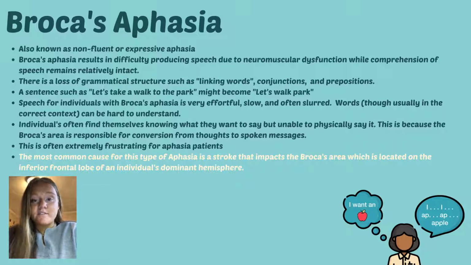The second type of aphasia is Broca's aphasia, which is also known as non-fluent or expressive aphasia. Individuals with Broca's aphasia have damage to the brain located on the frontal lobe of an individual's dominant hemisphere, next to the motor cortex. That area in the brain aids the goal of allowing speech. Therefore, damage to that area results in difficulty producing speech.